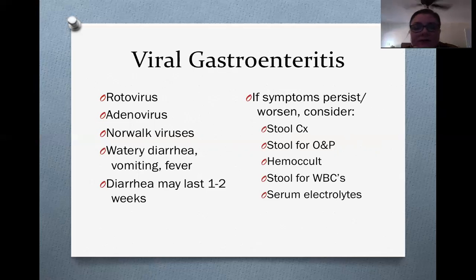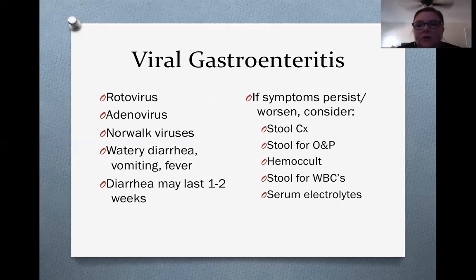So they may have diarrhea for several days. If the symptoms worsen, or if they have fever or blood or mucus in the stool, then you will consider doing a stool culture, a stool for ova and parasites, and for white blood cells.